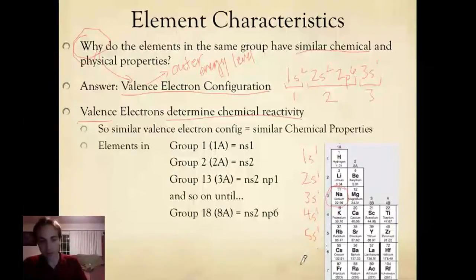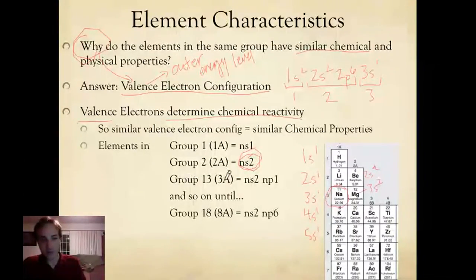Go all the way down. This would be 6s1, 7s1. So they all have 1 electron in their s sublevel. Turns out that these chemicals react similarly when it comes to chemical reactions. And if we go to the second column, this one here would be beryllium, 2s2, magnesium would be 3s2, and we could go down the list, 4s2, 5s2, 6s2, and they all behave in a similar way chemically because they all are ns2.